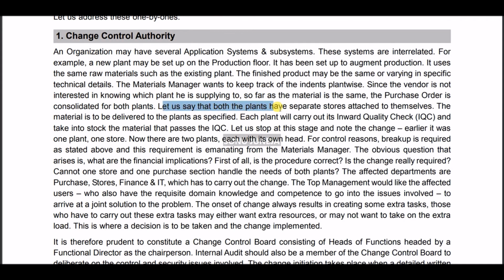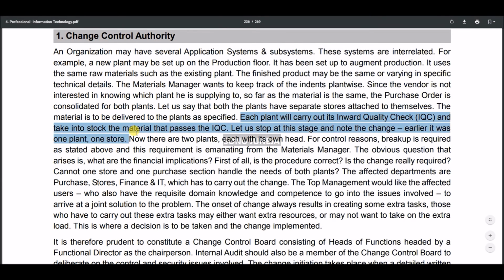Let us just say both plants have separate stores attached to themselves. The material is to be delivered to the plants as specified. Each plant will carry out its inward quality check, and the material that passes the quality check is taken into stock. Let us stop at this stage and note the change: earlier it was one plant, one store. Now there are two plants, each with its own head. Now for control reasons, a breakup is required as stated above, and the requirement is emanating from the materials manager.